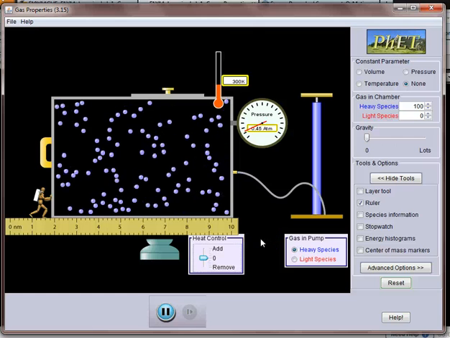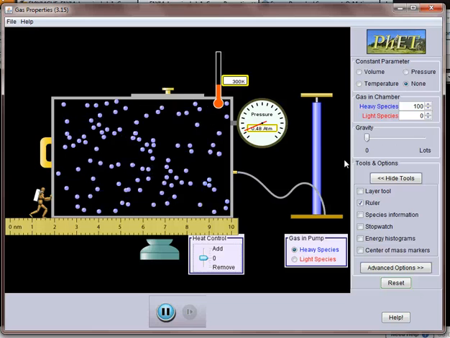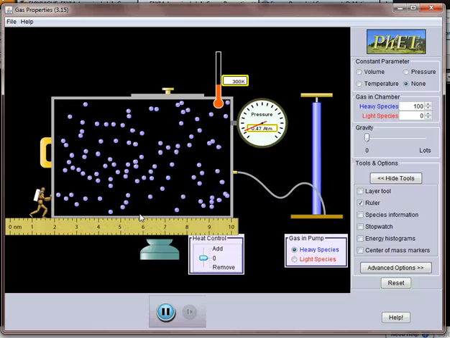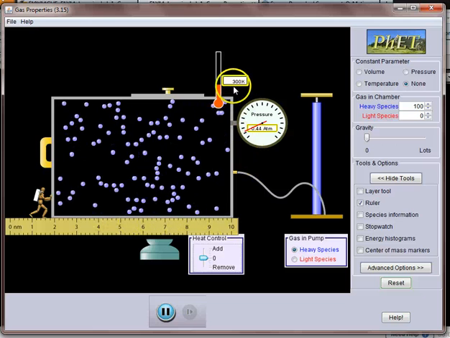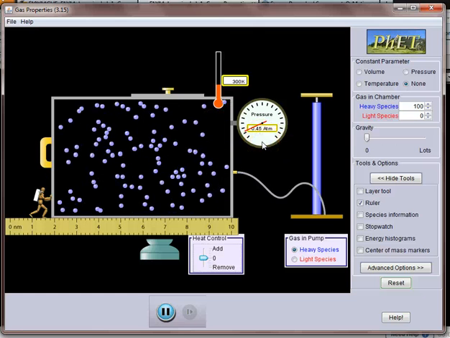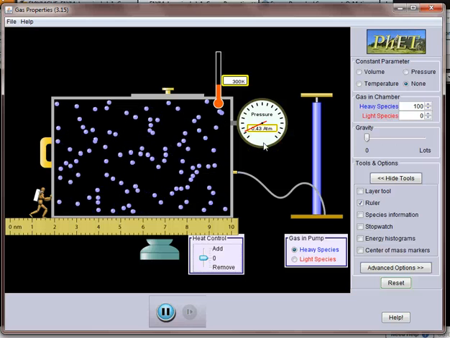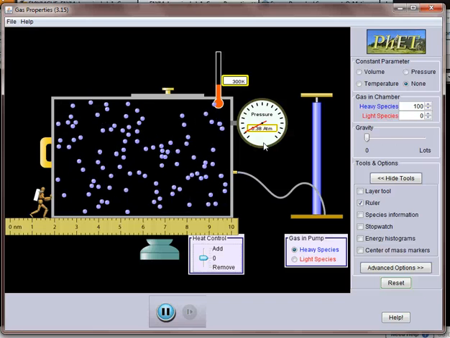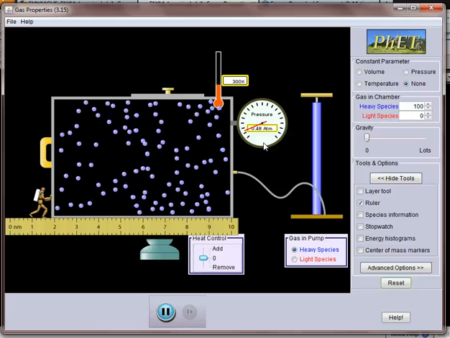Now with this setting, observe the volume is 8 liters, the temperature is 300 K and the pressure is 0.5 atm. You have to follow these specific steps to come to this point, and now you can start your experiment. It's a little tricky.